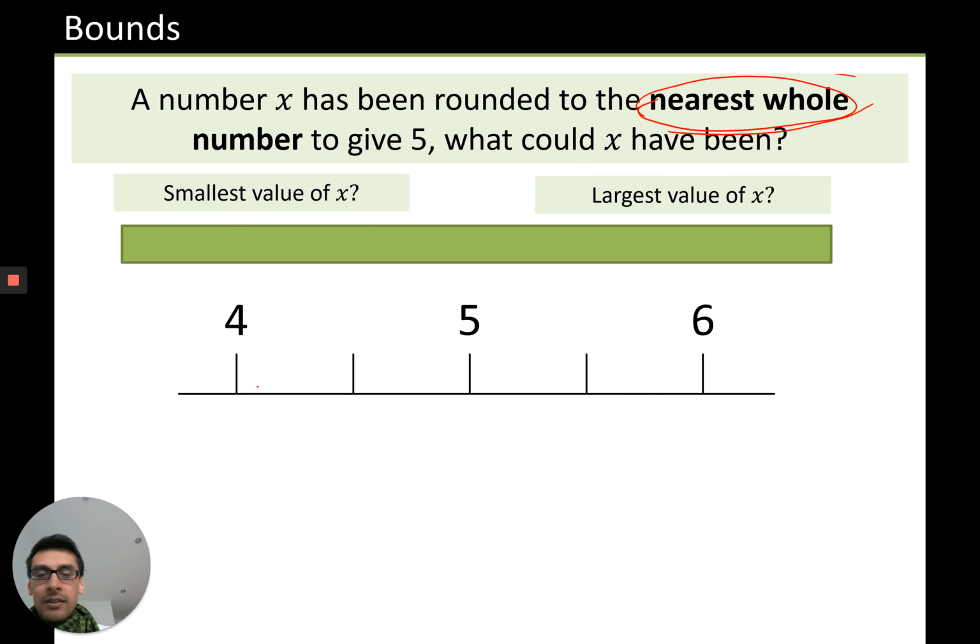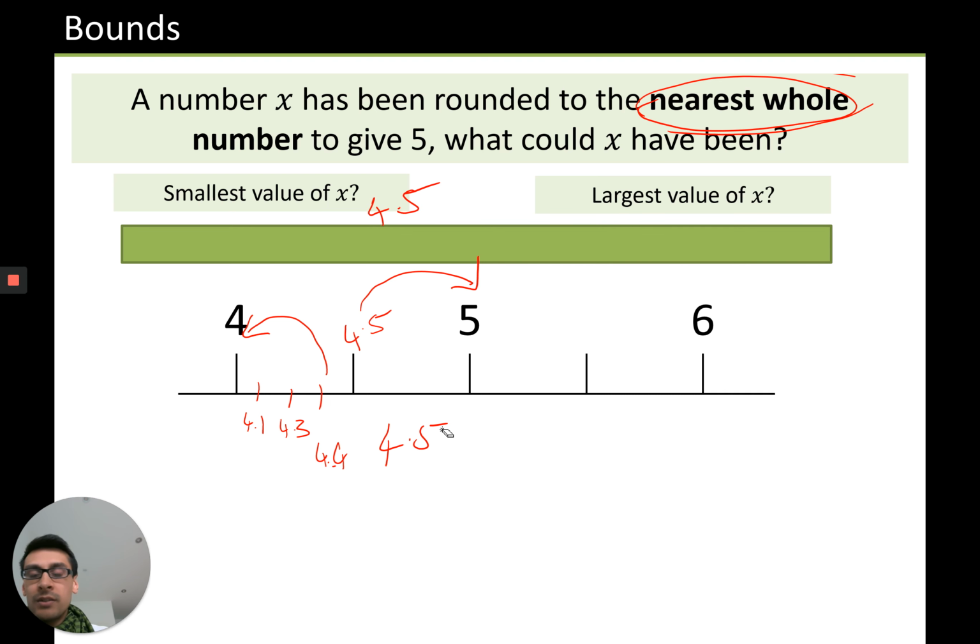Well, anything such as 4.1, 4.2, 4.3, 4.4, obviously those are all going to round down to 4 if it's the nearest whole number. When you get to 4.49 and so on, that will also round down to 4. When you get to 4.5 or 4.49 recurring, if you want to be picky about that, they're technically the same numbers, you can see they round up to 5. So 4.5 is going to be the lowest number. So I'll just write that here just as a note. You don't have to write any of this out.